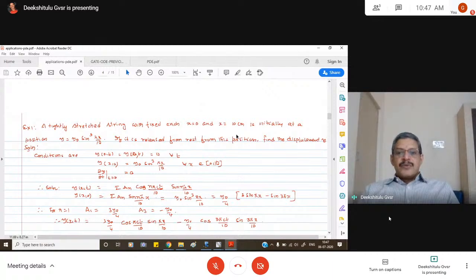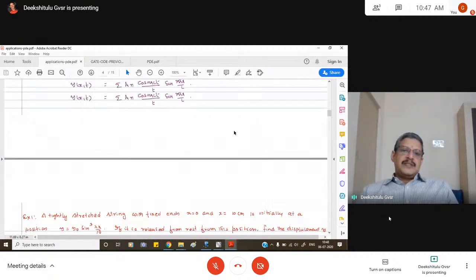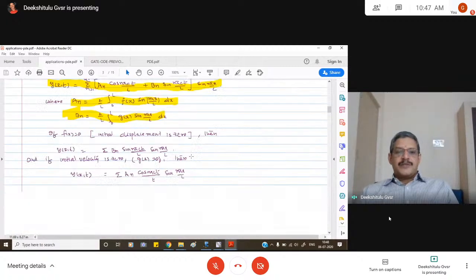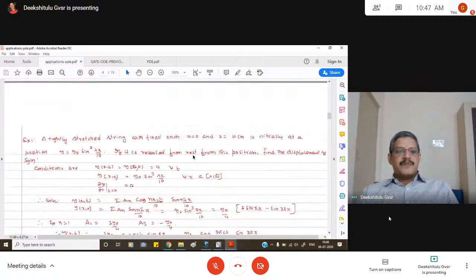Fixed ends x is equal to 0 and x is equal to 10 centimeters, and it is initially at a position. So the initial position is given. What is that? Initial position means y of x, 0 is f of x. This is the initial position. So f of x is given.